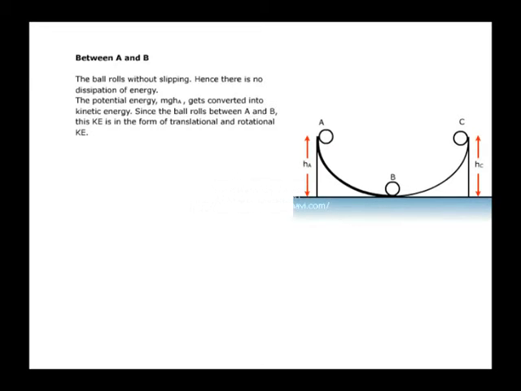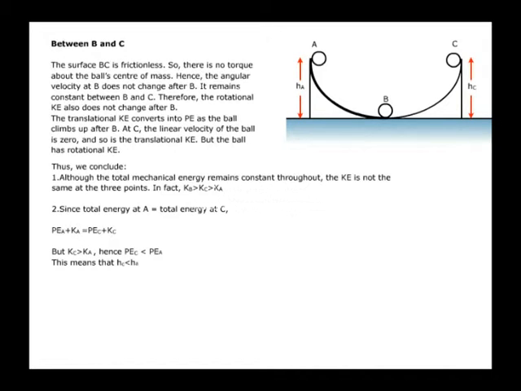Okay. Now, between the points A and B, the ball rolls without slipping. Hence, there is no dissipation of energy. Also, the potential energy mgHa gets converted into kinetic energy. Since the ball rolls between A and B, this kinetic energy is in the form of translational and rotational kinetic energy. Between points B and C, the surface BC is frictionless.